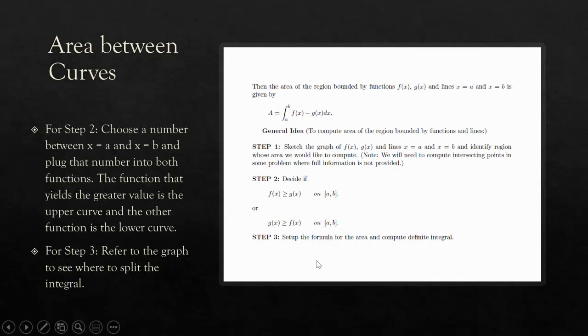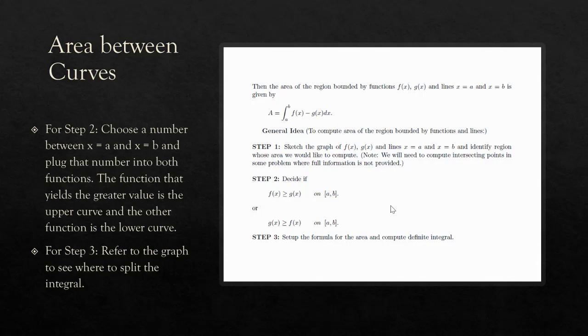Then you would decide if your f of x is greater than your g of x, or your g of x is greater than your f of x. So you want to see which one is your upper curve and which one is your lower curve. To do that, what I do is pick a number between the two bounds given. Let's say I'm given -1 to 1. I would pick 0, and then plug 0 into f of x and plug 0 into g of x. Whichever gives me the greater number is the upper curve, and the other one is the lower curve.